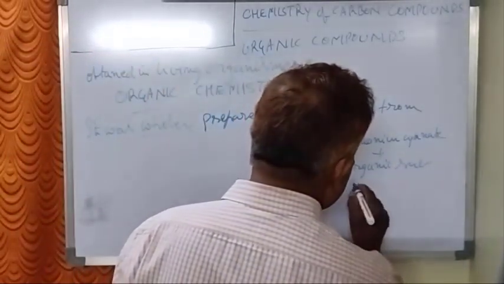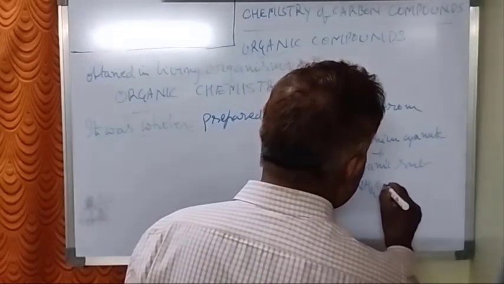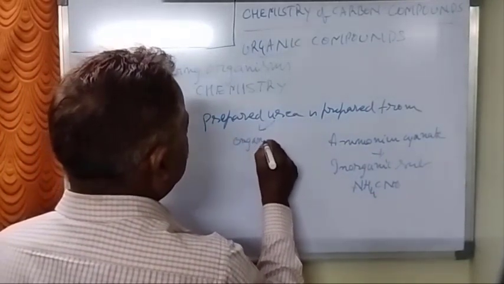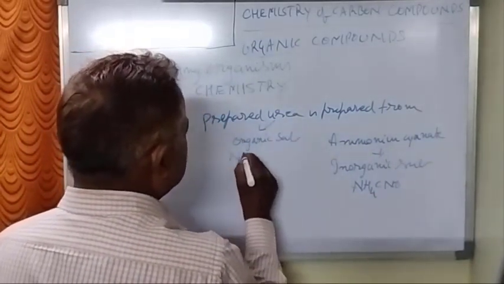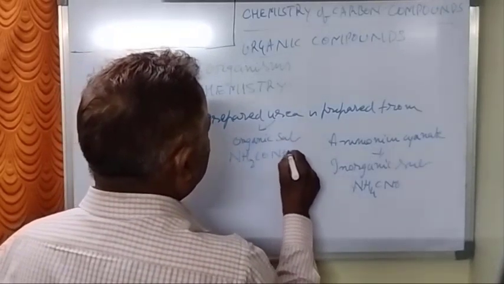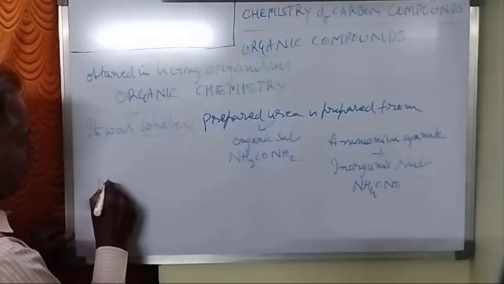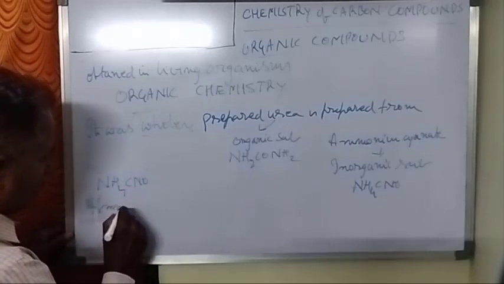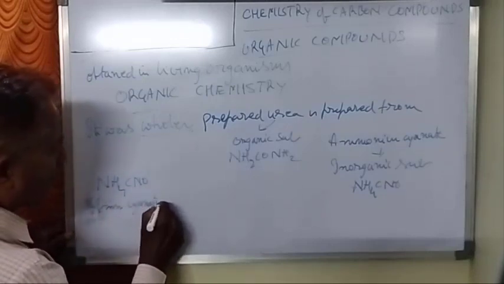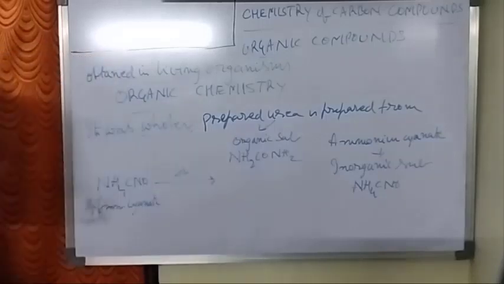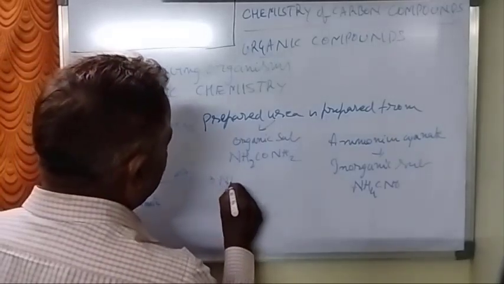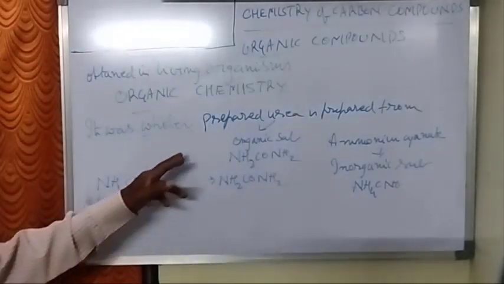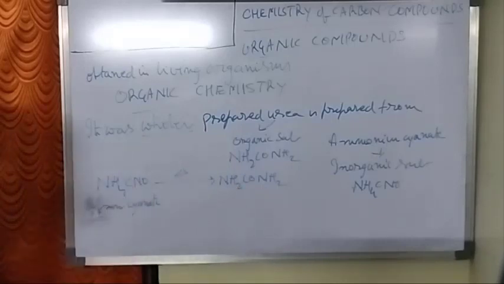So the formula of ammonium cyanide is NH4CNO, ammonium cyanide. Whereas urea is an organic substance, and its formula is NH2CONH2. So NH4CNO, this is ammonium cyanide, an inorganic substance. If it is heated, we get urea, NH2CONH2. So it was Euler who prepared an organic substance by using inorganic substance.